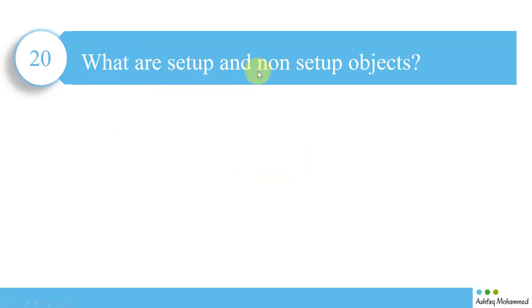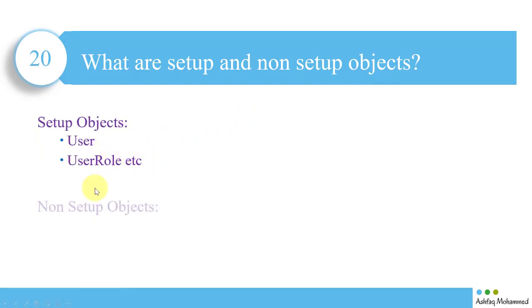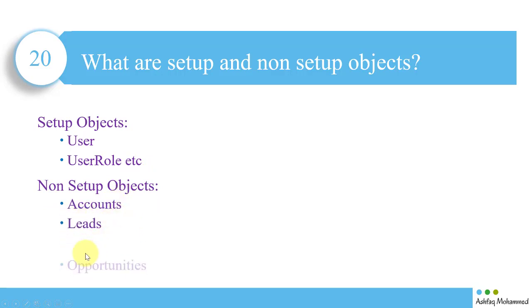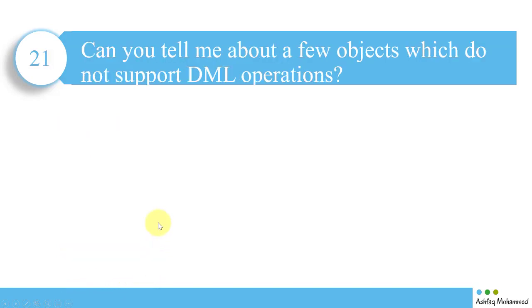So what are the setup and non-setup objects? Setup objects are users, user roles. Non-setup objects are accounts, leads, opportunities, invoice__c, and so on, right? You can go ahead and see which are the setup objects and non-setup objects in the Salesforce documentation as well, okay?